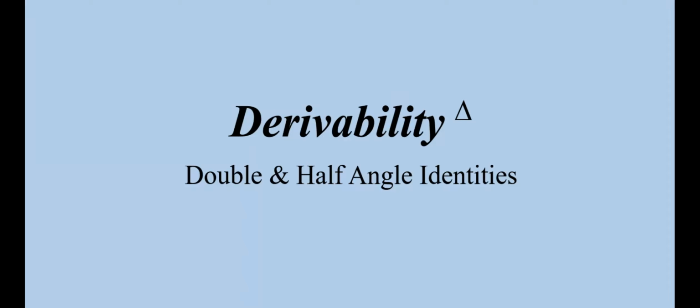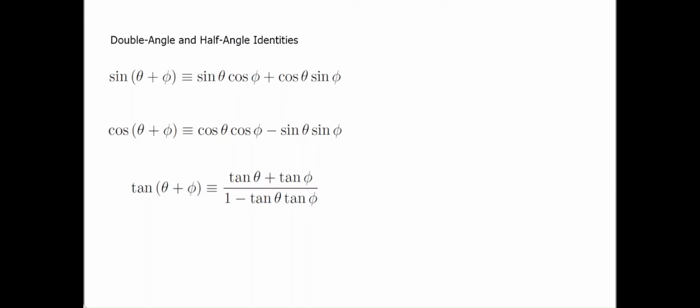Welcome back to Derivability. Today let's take a look at double angle and some half angle identities in trigonometry. What you see on the screen right now are some identities for sine, cosine, and tangent. I talked about those in a previous video, so go check that one out if you want to see that. Now, generating these double angle identities is really not a big problem after you have these sum identities.